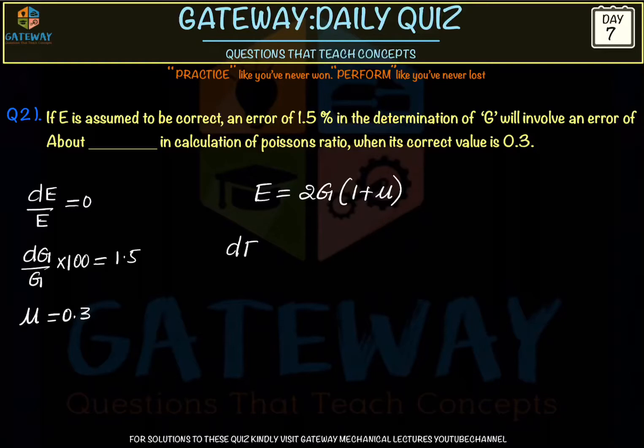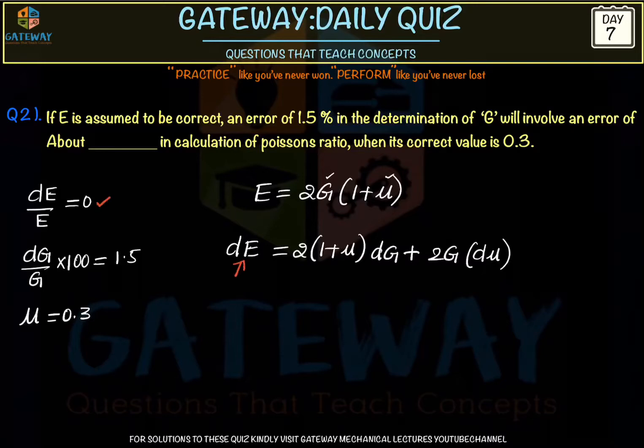Differentiating, dE is equal to, here G is one term and mu is one term. So it is like differentiation of U into V. So first of all it will be 2 into 1 plus mu into dG plus 2 into G into d mu. You did differentiation of UV, right? dE is 0 since there is no error, and dG was known.